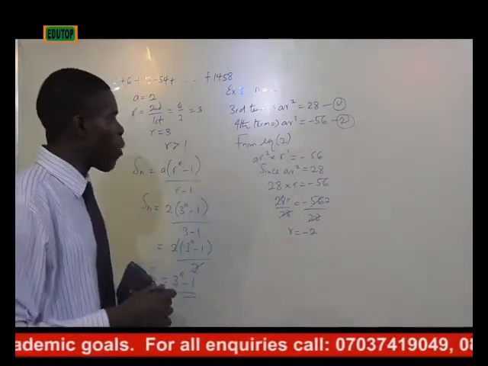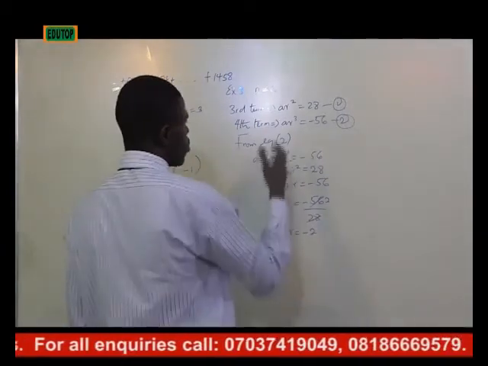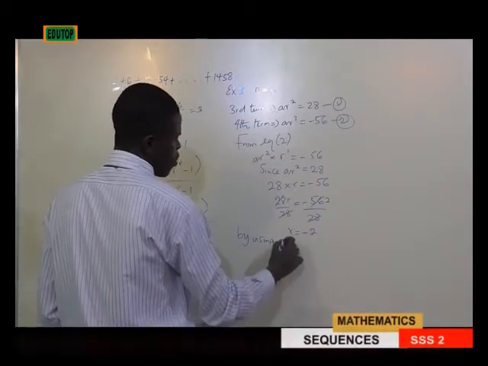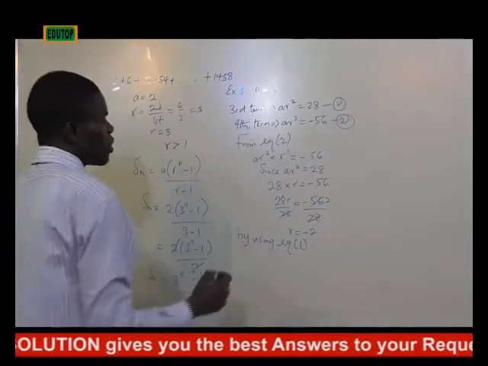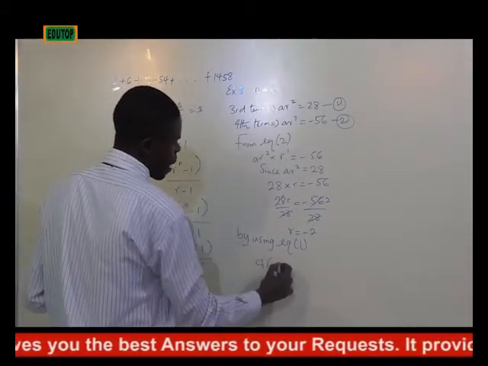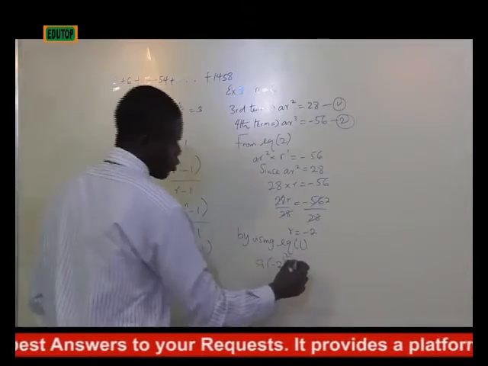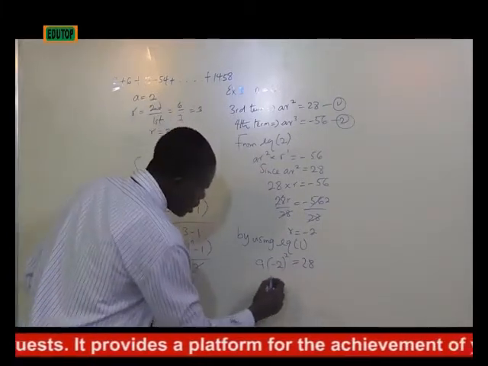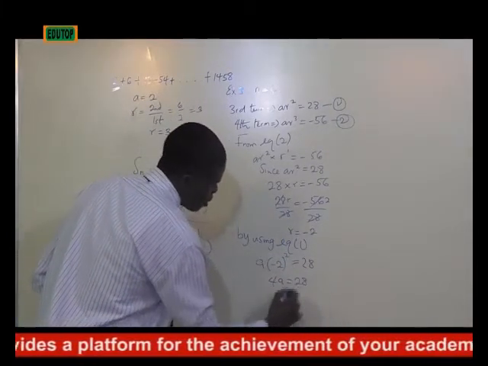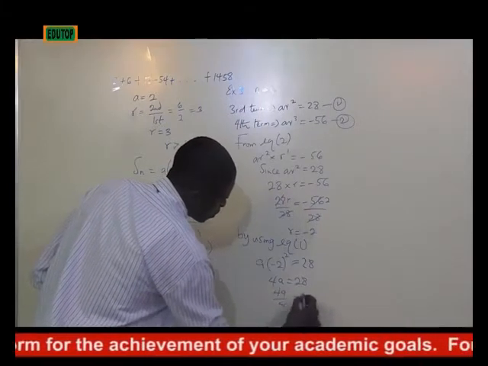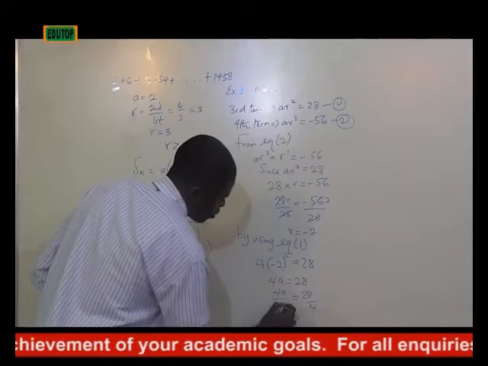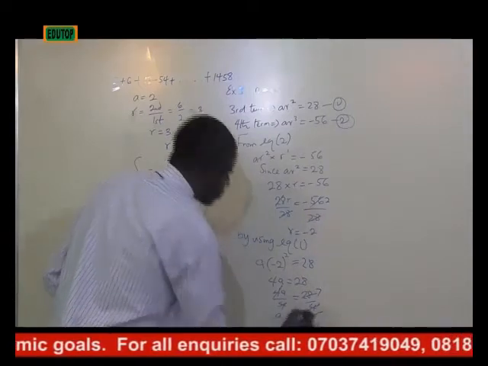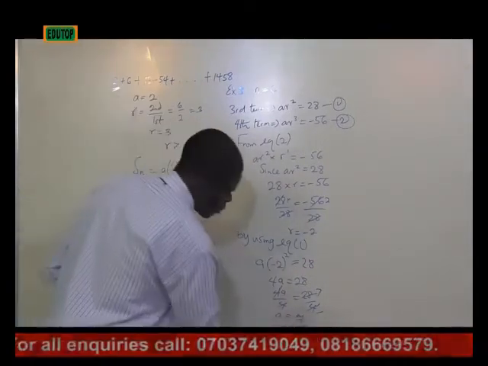And since we have calculated our R to be minus 2, we can then calculate our A by using equation 1. So when we use equation 1, we have A times minus 2 squared, since our R is minus 2, equals 28. Then minus 2 squared is 4. 4 times A, 4A equals 28. Divide both sides by 4, then we have 28 divided by 4. So our A is 7. And the question asks us to calculate the first term, so this is the answer for the first term.